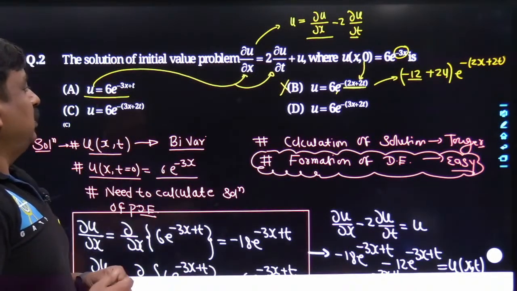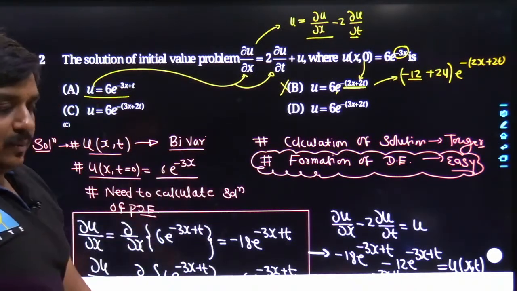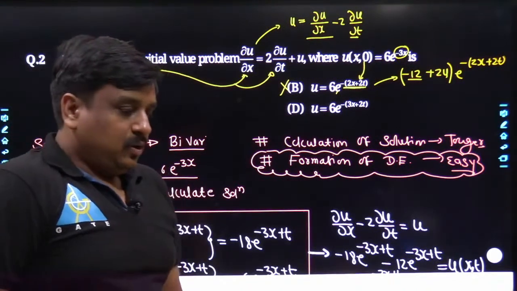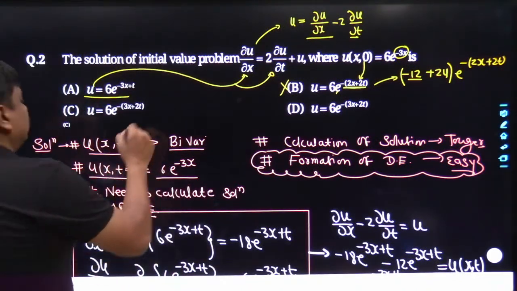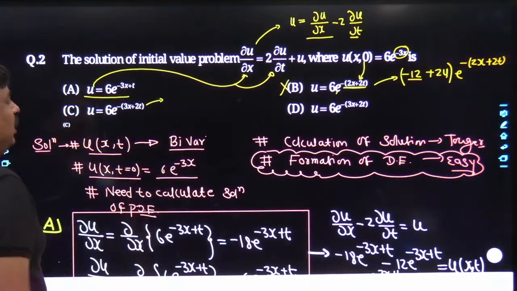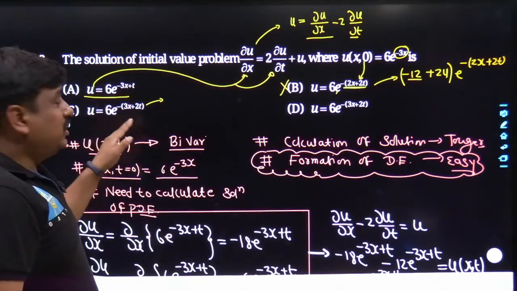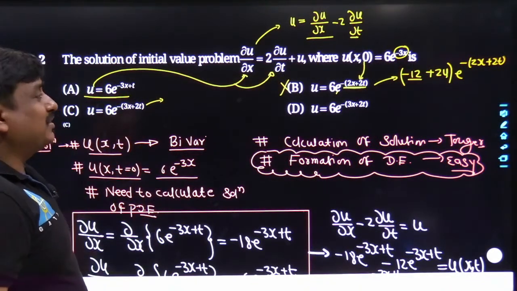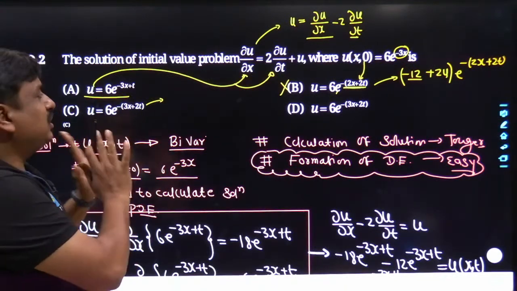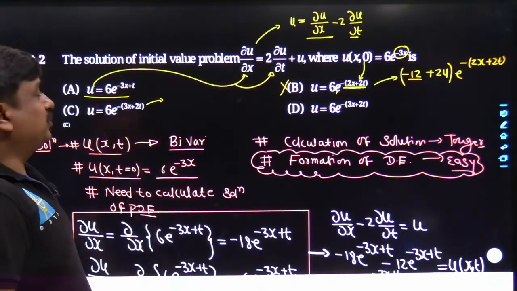Yes, it's minus 2x plus 2t. Yes, now here goes option C. The analysis has to be done, and now you can see very well that once you feed t equals 0, you are still getting e to the power of minus 3x. So patiently we have to check whether we are getting the correct answer from option C or not.